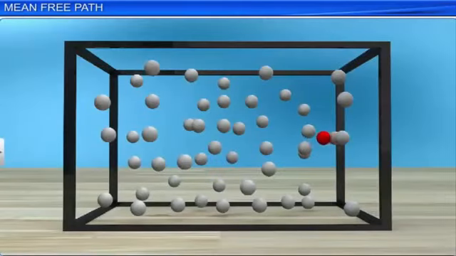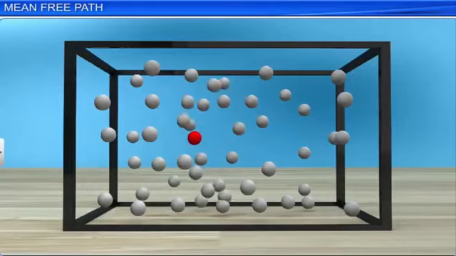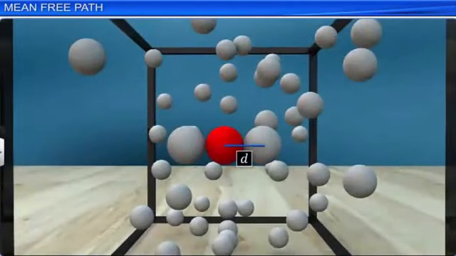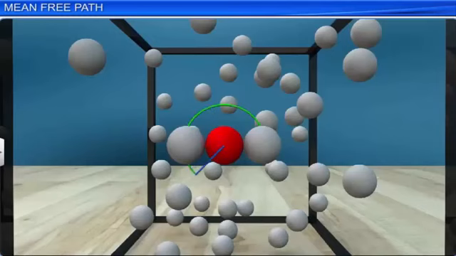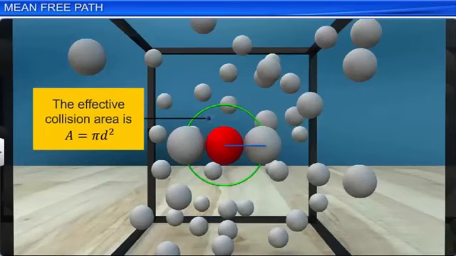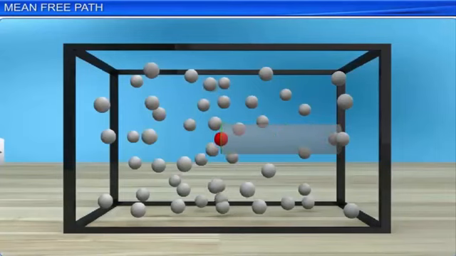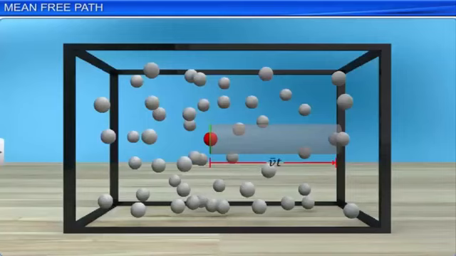When the molecules are in motion, they undergo collision with other molecules which come within a distance d between their centers. Then, the effective region of the collisions is circular in shape. The effective collision area is equal to pi d square. In t seconds, a molecule can travel a distance of v bar t, and the effective collision area forms a cylinder.